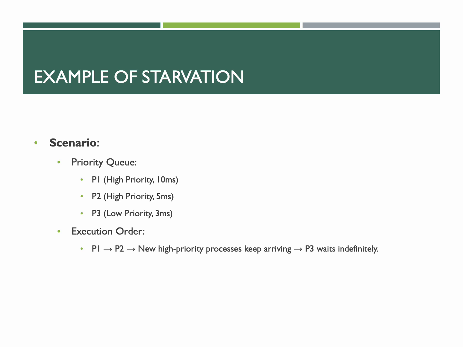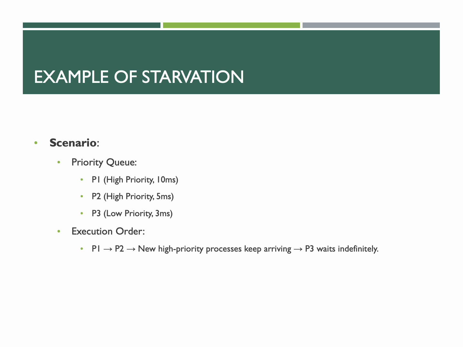Now, let's see an example where we have a priority scheduling system. We have a priority queue with the following processes: P1, P2, P3. P1 has a high priority and it requires 10 milliseconds to process. Then P2 has high priority requiring 5 milliseconds, and P3 has low priority requiring 3 milliseconds. Now the execution order will be P1 and then P2, and then new high priority processes keep arriving, and then P3 will wait indefinitely.